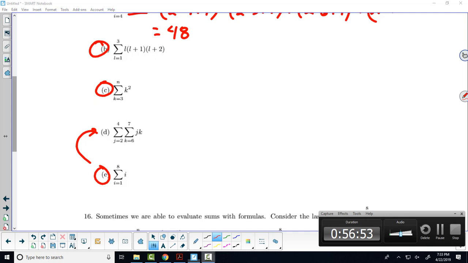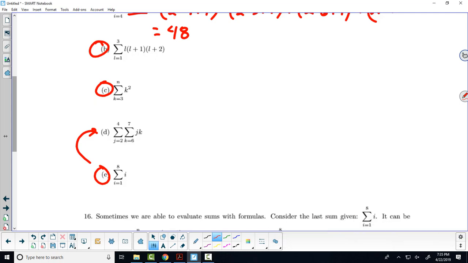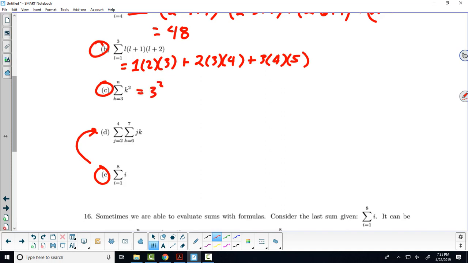You said B, C, and then B? Let's just do it like this: 1 times 2 times 3 plus 2 times 3 times 4 plus 2 times 4 times 5. But you have an N, right? So we don't know what n is.